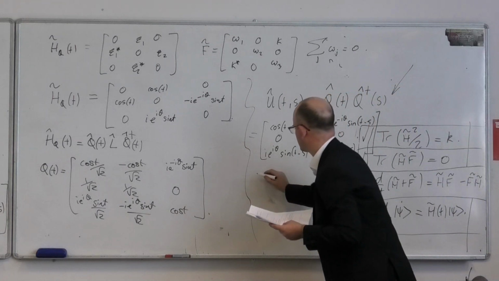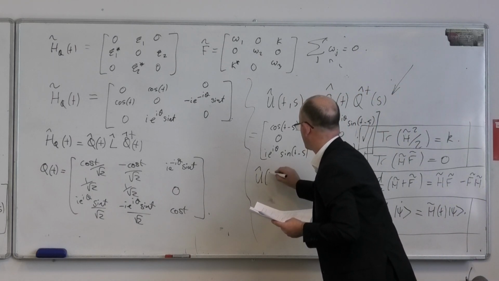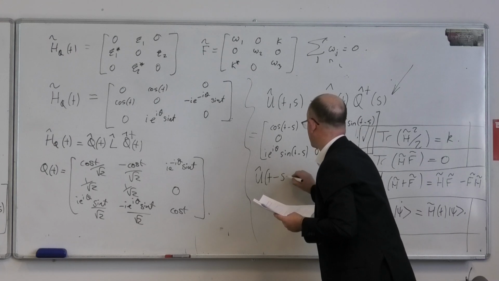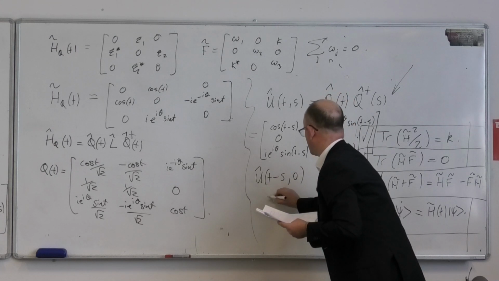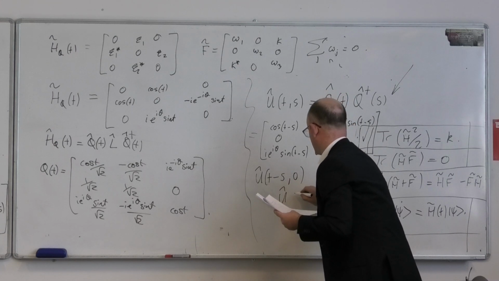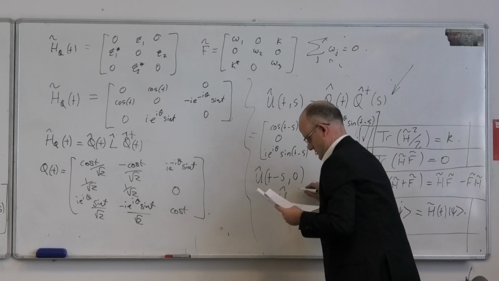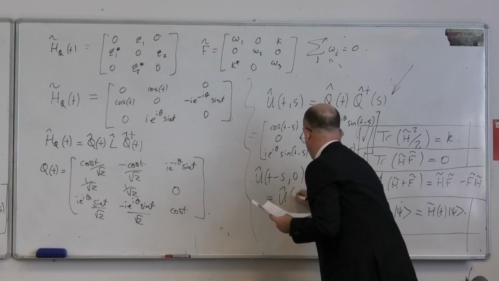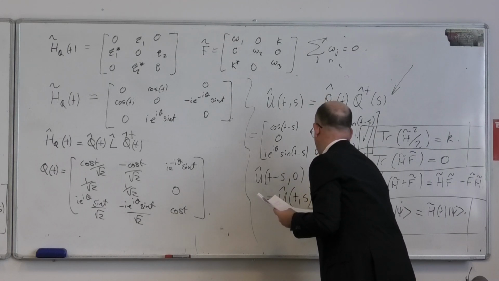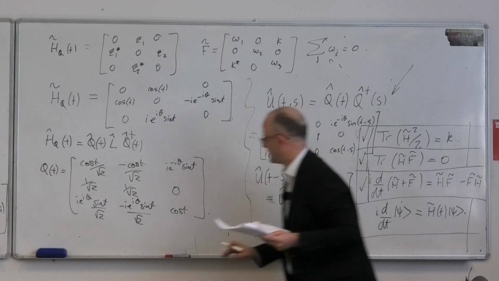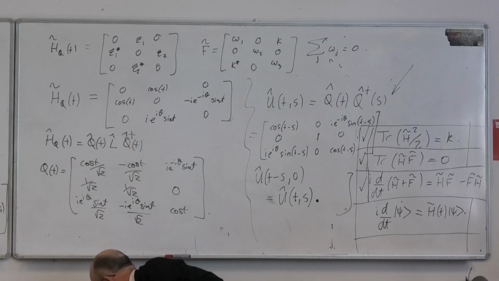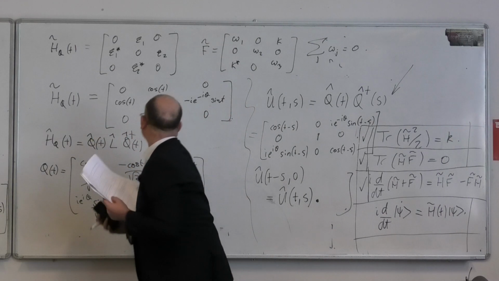Okay, we have time translation domains. U of T minus S is equal to... so that's one way of getting at issue 3.